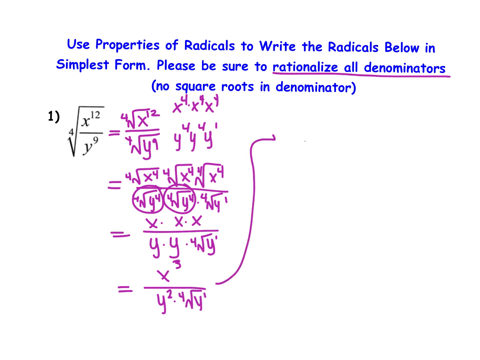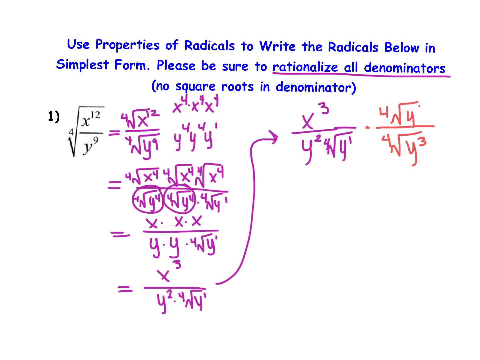So I'm going to rewrite this up here so I have a little more space. So this is x to the 3rd over y squared times the fourth root of y to the 1st. Now I know that if that y to the 1st inside the root was a y to the 4th, this could be a perfect root and it would result in no longer having a root in our denominator. So in order to get that to be a y to the 4th, I'm going to multiply it by the fourth root of y cubed. Now remember, whatever I do to the denominator, I also need to do to the numerator.